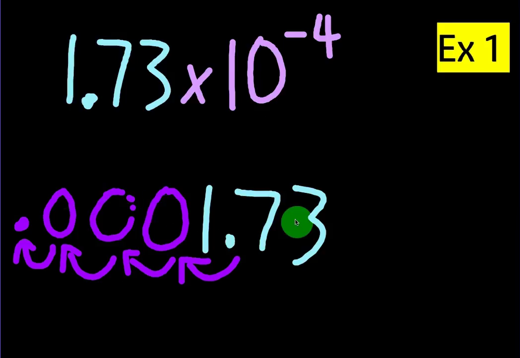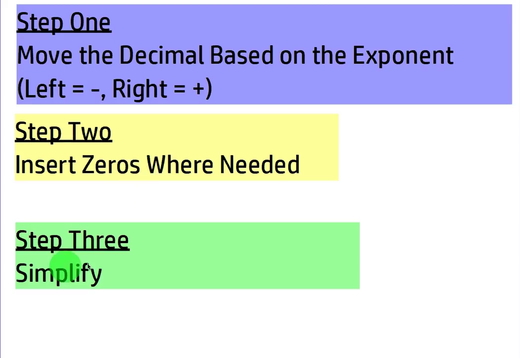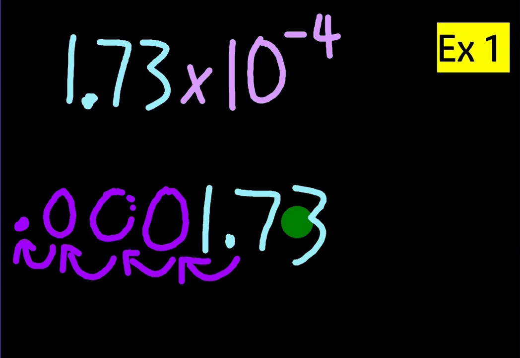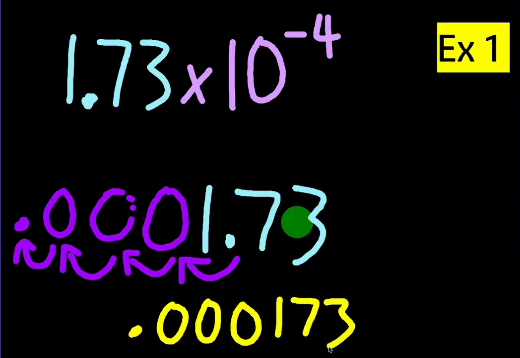Final step, simplify. So I'm actually basically done with this example, but what I can do is just rewrite it. So my final answer is 0.0000173. And that's what happens when you start with 1.73 times 10 to the negative 4, and you move that decimal 4 units to the left, making sure to insert these 3 zeros.